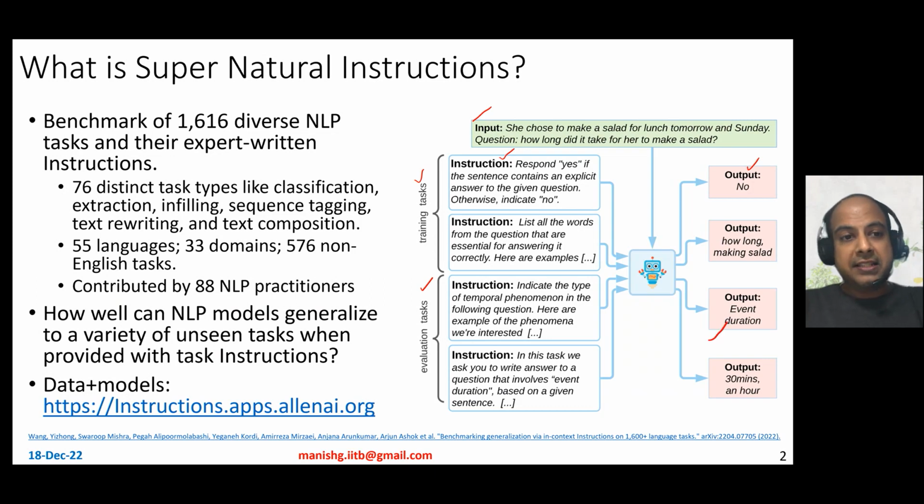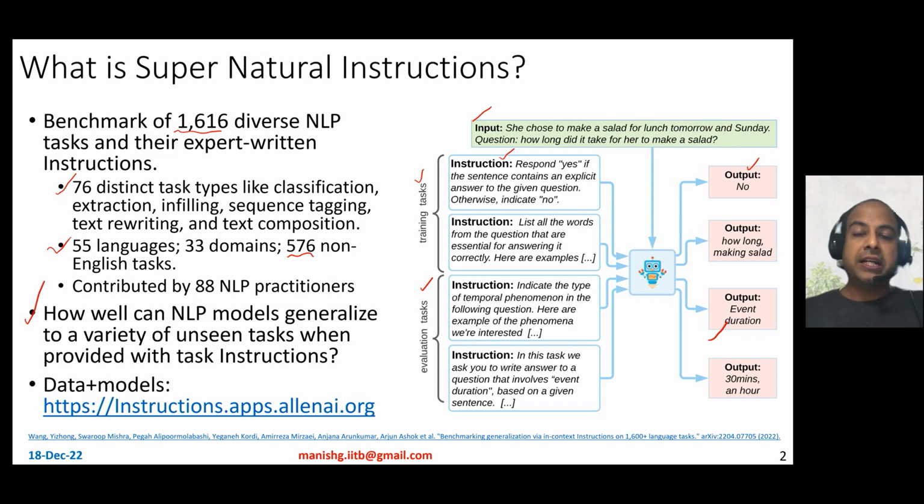The benchmark actually consists of 76 different task types like classification, extraction, infilling, sequence tagging, and so on. It has 55 different languages, 33 domains, and 576 non-English tasks. So out of 1600 or so, about 576 are actually non-English tasks, and they have been contributed by 88 different NLP practitioners.